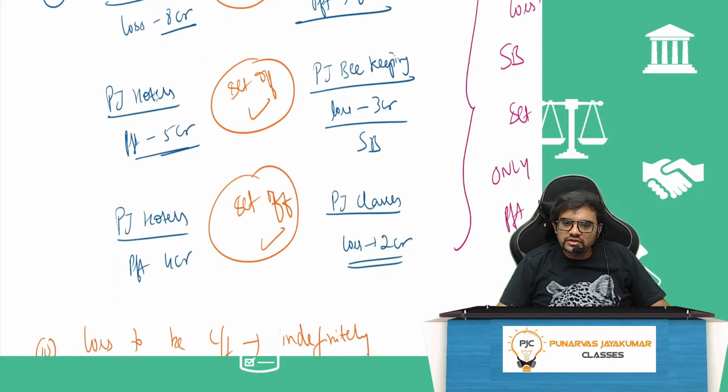Right? PJ Hotels, specified business, 5 crore profit. PJ Beekeeping, loss 3 crore, specified business. Can I set off? Yes. PJ Hotels, profit 4 crore, specified business. PJ Classes, non-specified business, loss of 2 crore. Can I set off? Yes, this is important. What is not allowed to be set off is what? Specified business loss cannot be set off against non-specified business income. But specified business profit can be set off against non-specified business loss.